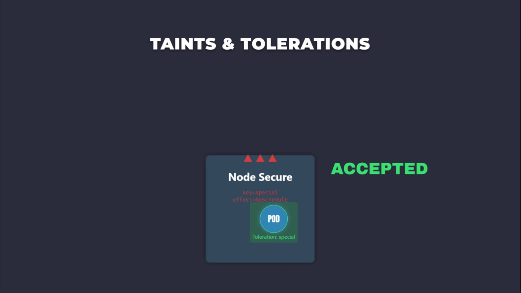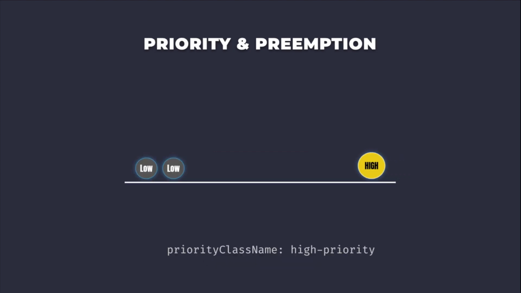Taints are often applied automatically by the control plane for maintenance or resource pressure, such as node.kubernetes.io/disk-pressure. If all available nodes are tainted and the pod lacks the necessary toleration, the pod will remain pending, failing the taint toleration predicate check during scheduling.